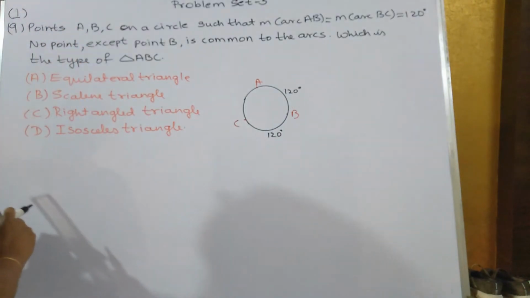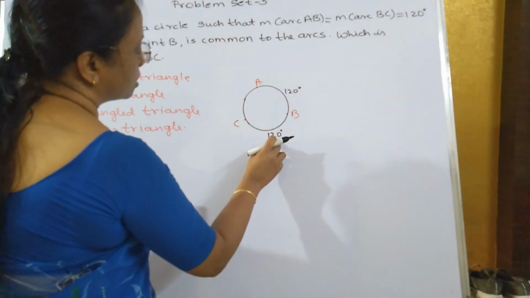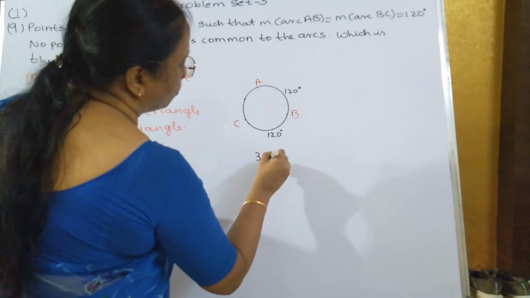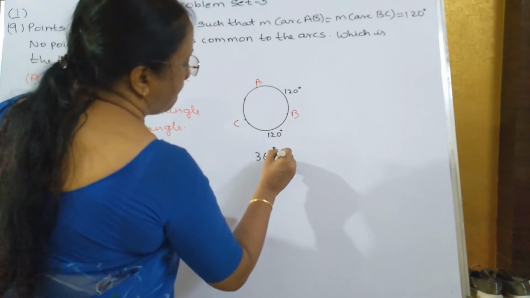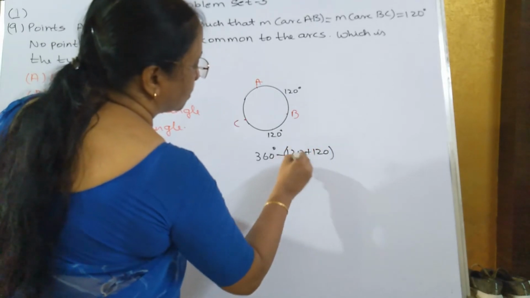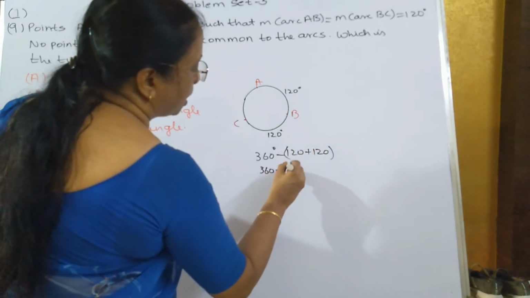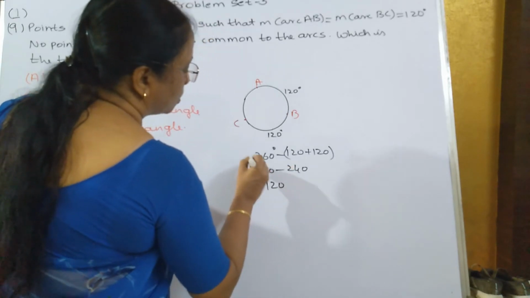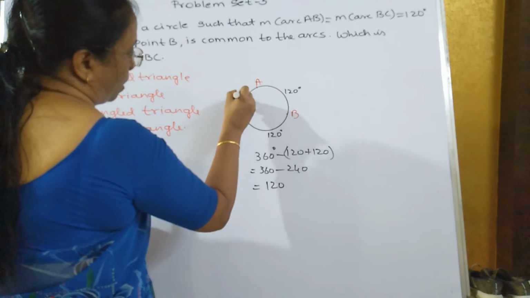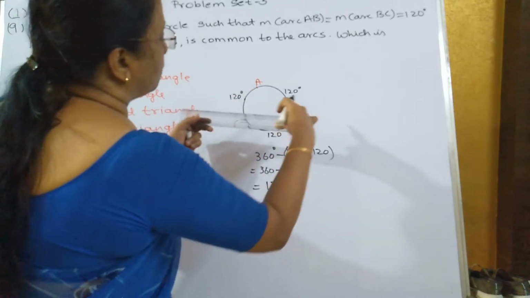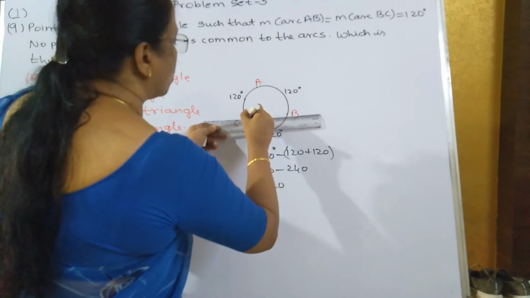Which type of triangle is it? Now if this is 120 and this is 120, then what will be arc AC? We know that the full circle is 360 degrees minus 120 plus 120. So that's equal to 360 minus 240, that is equal to 120. So even this will be equal to 120 degrees. So all the arcs are 120 degrees, therefore all the sides will be equal.